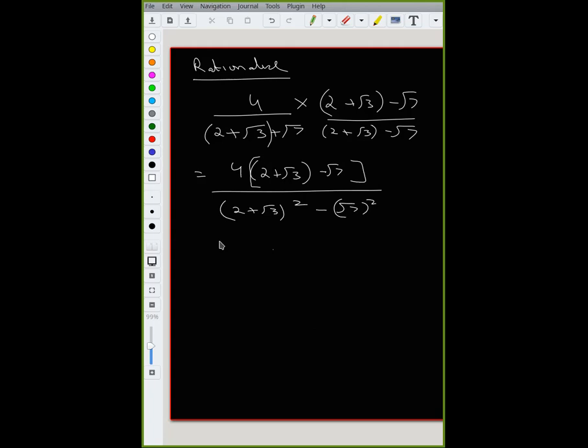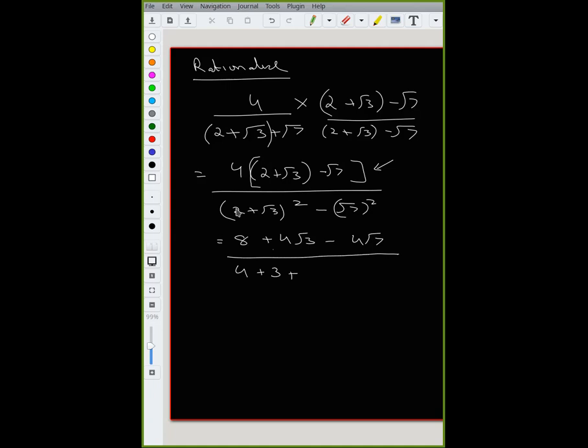Right? So when we expand this, what will we get? 8 plus 4 root 3 minus 4 root 7. Don't forget this big bracket here. This is a very common mistake. We forget to do this. We just do a into b and we forget that we have to multiply 4 with minus root 7 also. Very common mistake. Upon (a plus b) the whole thing squared will be 4 plus 3 plus 2ab.